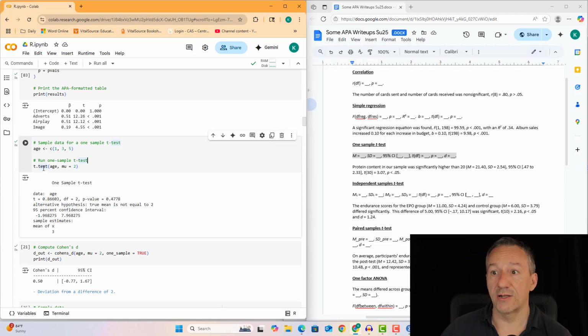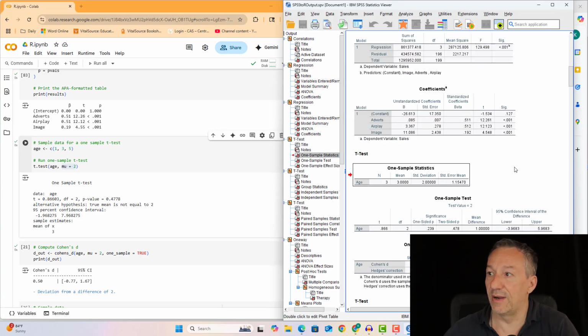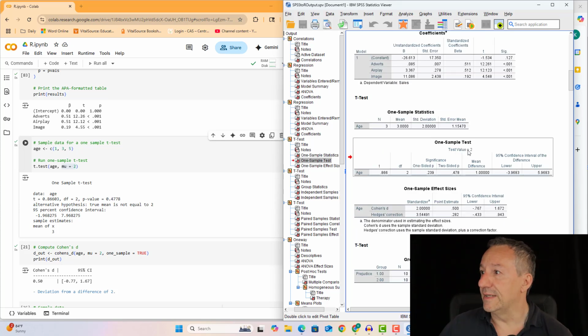And then to run the actual one sample t-test, we have the t-test, which is going to be age as our variable. And what we're looking for here is whatever our test variable is. If you remember in SPSS, you had to put in a test variable. And if you just left it at 0, it was going to compare it to 0, which a lot of times gave you a vastly different number than whatever the actual test value was. You can see it here in SPSS, test value 2.